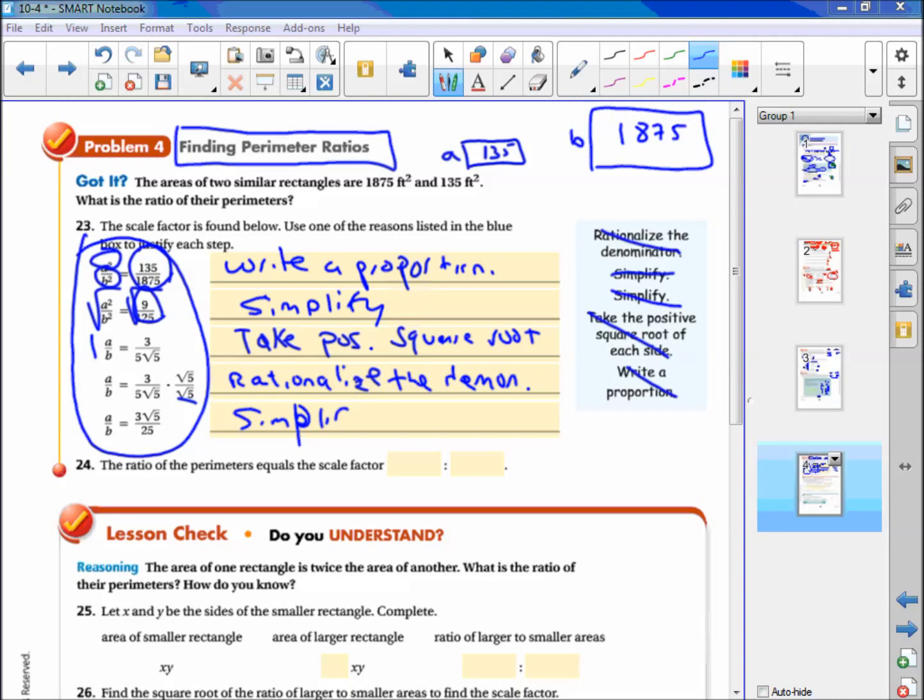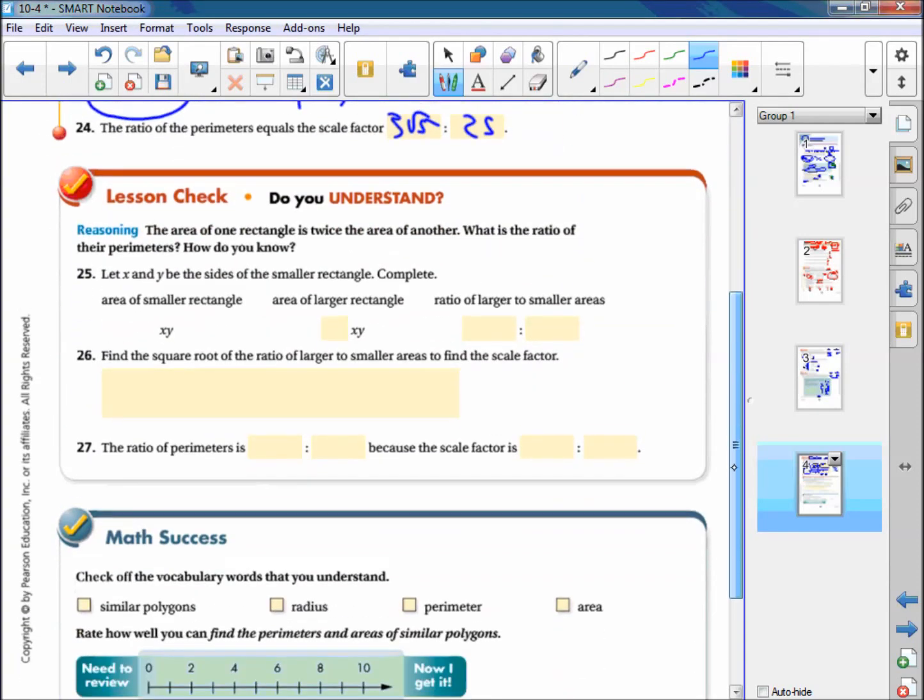So now we know the ratio of the sides. The ratio of the sides is 3 root 5 to 25. All right? So this is the ratio of the perimeter, which is also the ratio of the sides, because remember, perimeter and side will have the same ratio. All right? So we have a lesson check here. As always, pause the video, try the lesson check yourself, which is another going backwards problem, and then come back and see how you did on it.